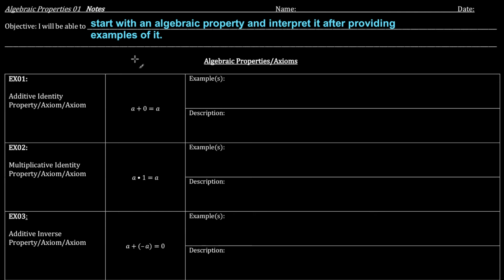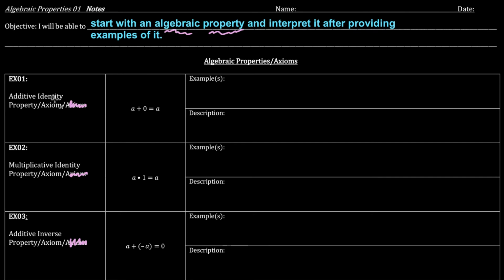Alright, so in this lesson we are going to start with an algebraic property. I'm going to give you an algebraic property, and you are going to make examples of it and then explain what it means. So we have these things called properties or axioms.